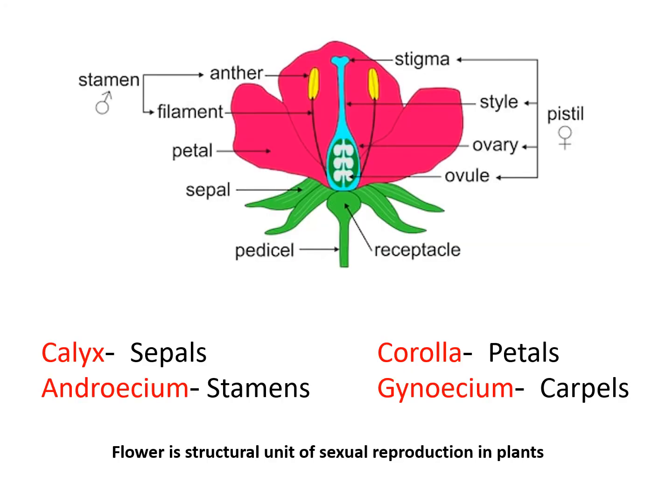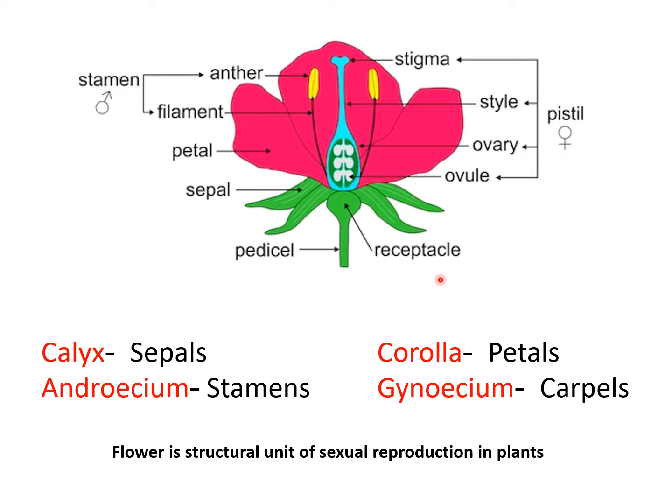Now here we are going to learn sexual reproduction in plants. Flower is the structural unit of sexual reproduction in plants. Now in the flower male part and female part are present. This is male part that is stamen and this is female part that is carpel.